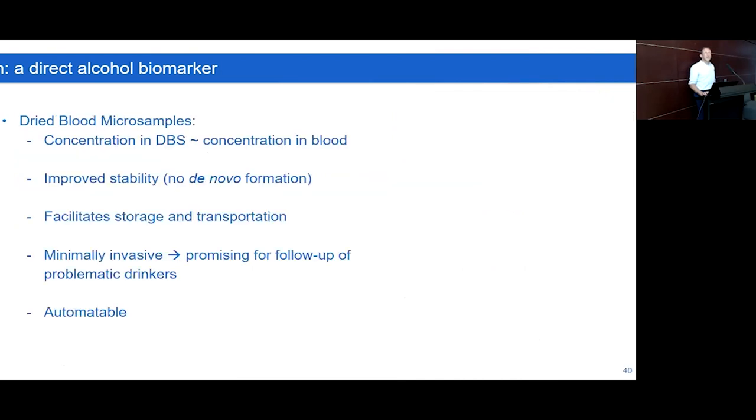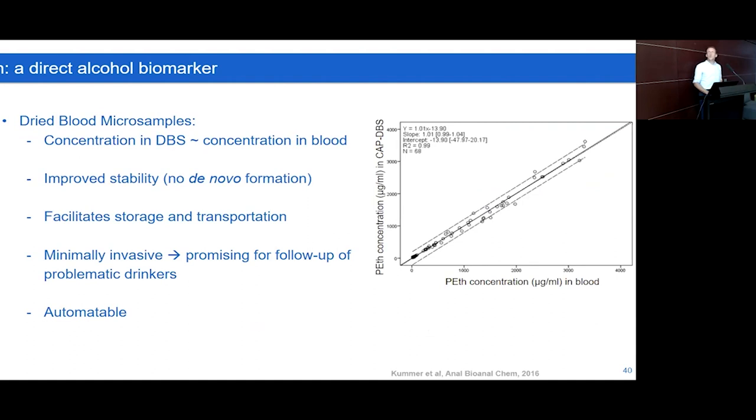Importantly, you have to make sure that the concentration that you measure in finger prick blood is the same as in venous blood. So we did that, and we showed that those corresponded very nicely. And there are even some more advantages in working with dry blood. There's improved stability, and no formation after the sample has been collected. It's also automatable.